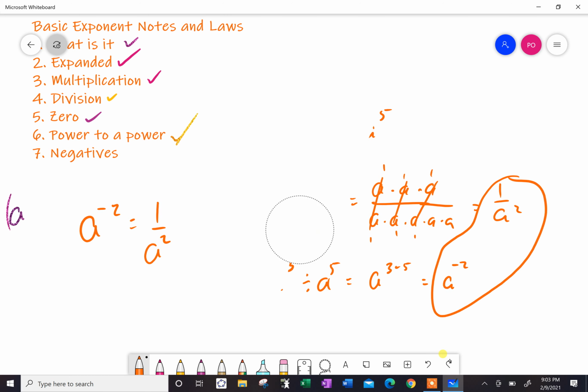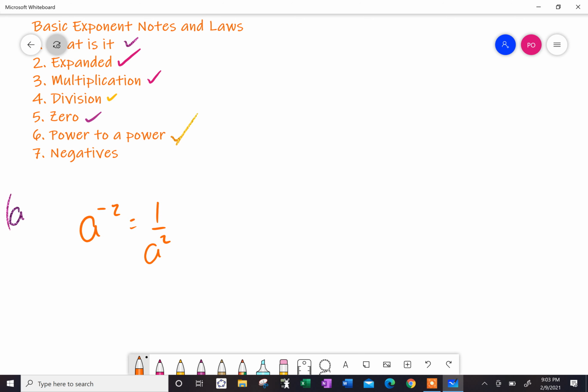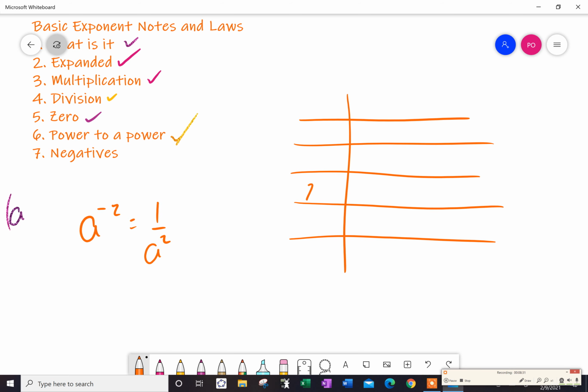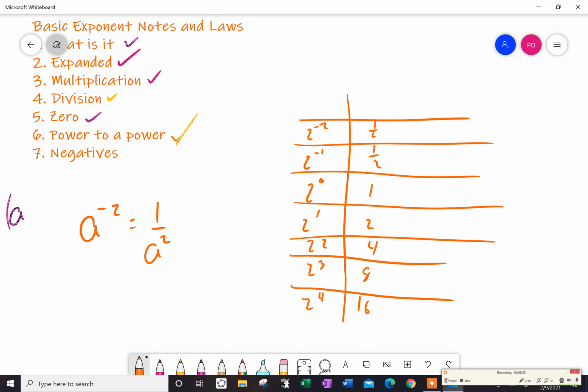There is one other way you can take a look at this. I encourage you to take a look at something like this. I'm going to make a very quick chart. If I had 2 to the 0, to the 1st, 2 squared, and 2 cubed, say, well, that's 1, 2, 4, 8, and 2 to the 4th equals 16. If I go 2 to the negative 1st, that becomes 1 over 2. 2 to the negative 2nd becomes 1 over 4. 2 to the negative 3rd becomes 1 over 8.